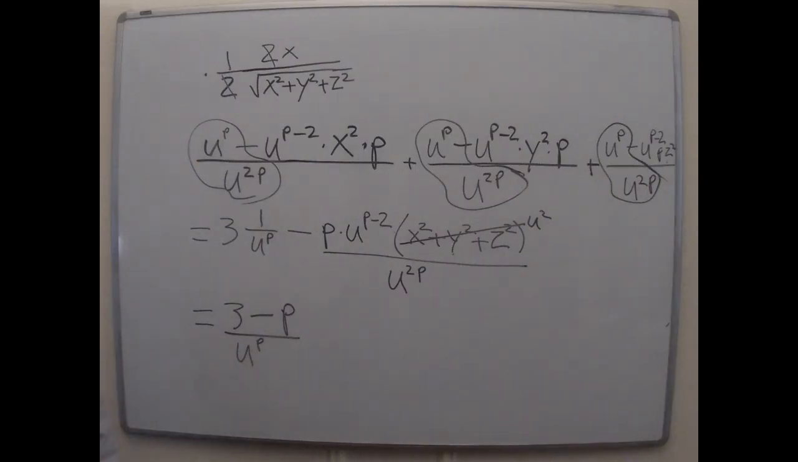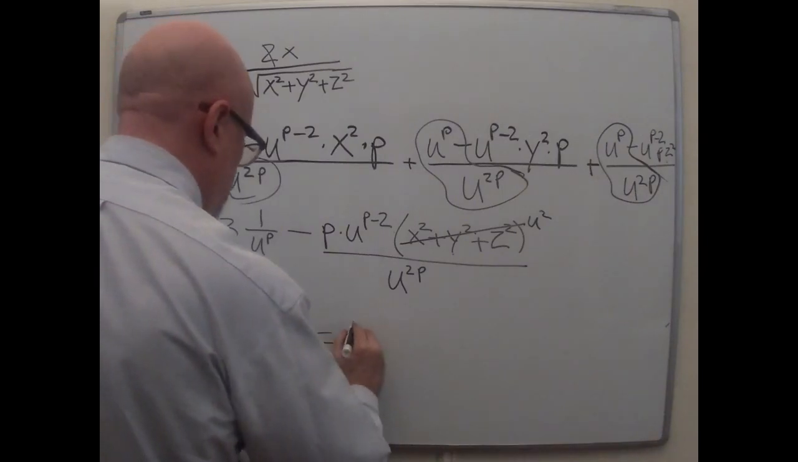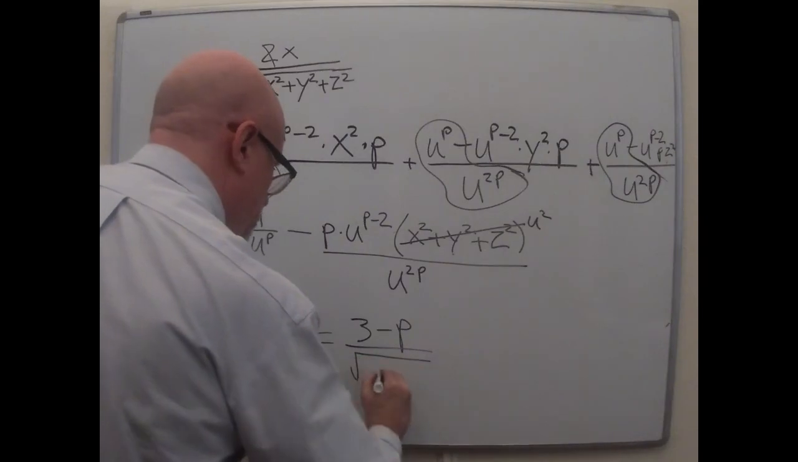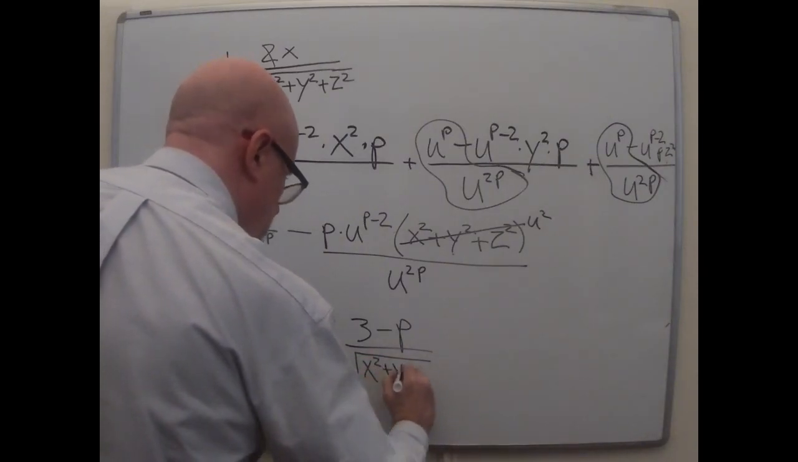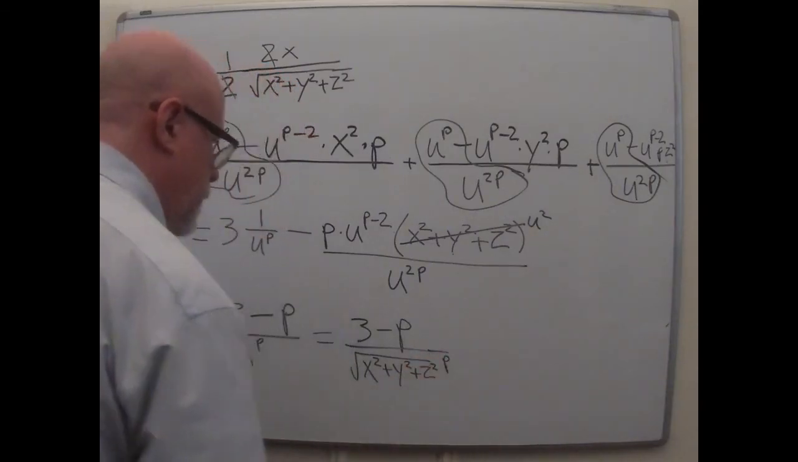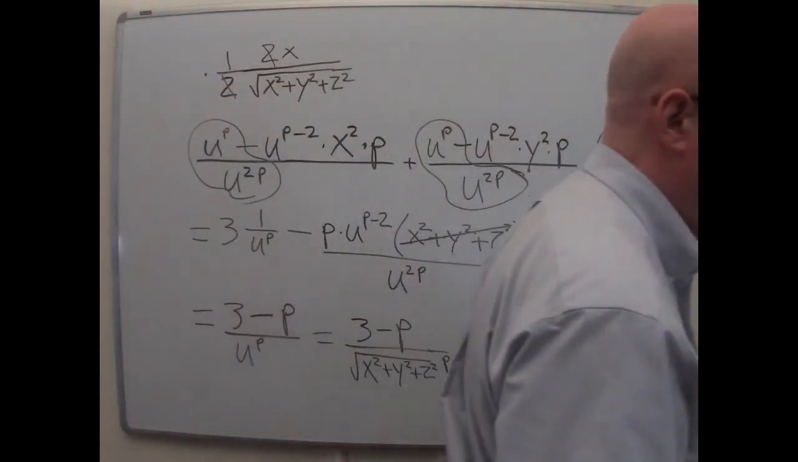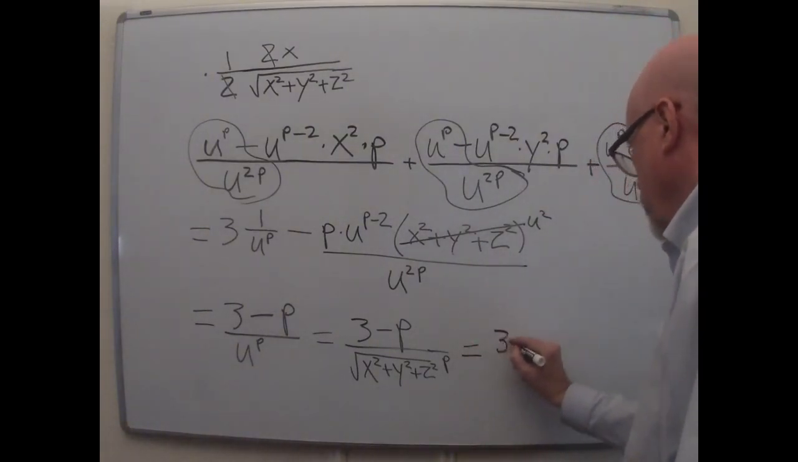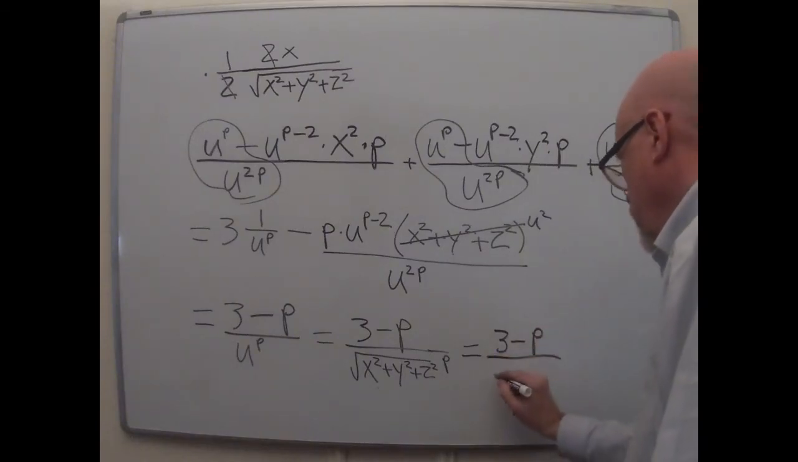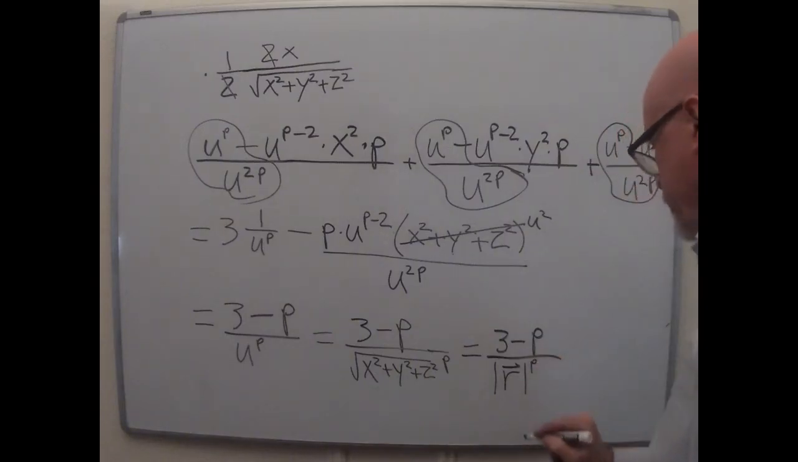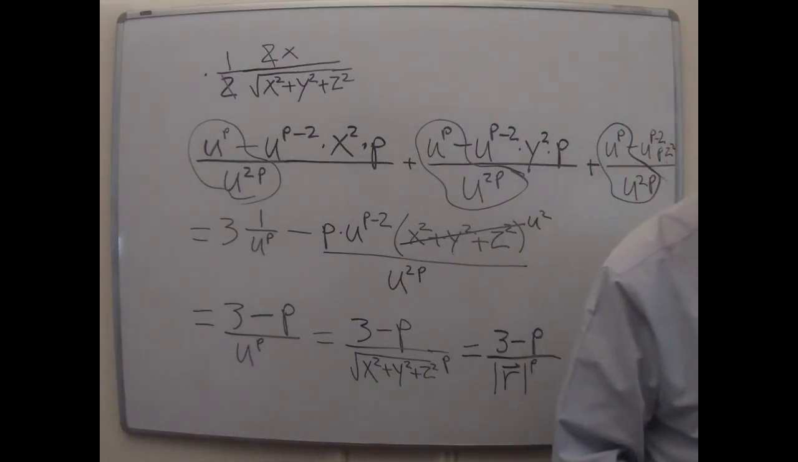Hey, I just sort of accidentally did this a lot better than the first time I tried it. This is what we were after, right? 3 minus p. My u there was just shorthand for square root of the sum of the squares. And that was raised to the p power. So that, in fact, is the divergence of a radial field. You can also write it as 3 minus p times the length of r, length of the position vector, to the p power. That was fun.